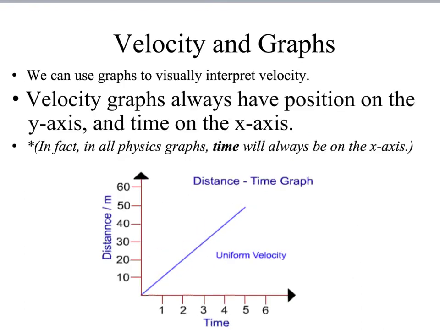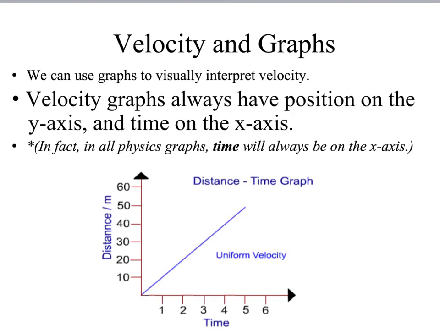I want you to notice that in velocity graphs, they always have position, or the distance, it could be displacement also, on the y-axis. That's all the time. It's never going to change. And time is on the x-axis down here. Okay, you can see it right there at the bottom of the screen.